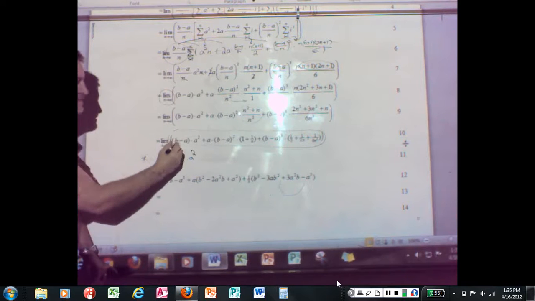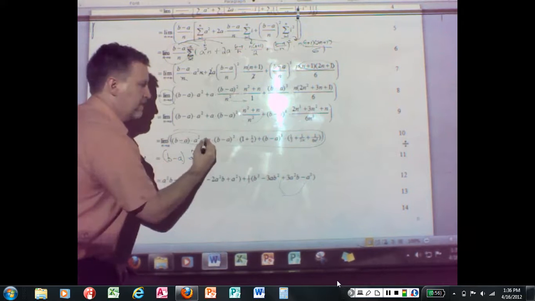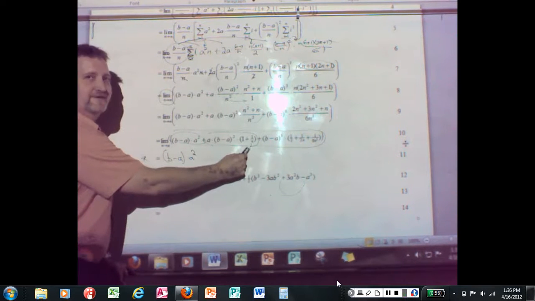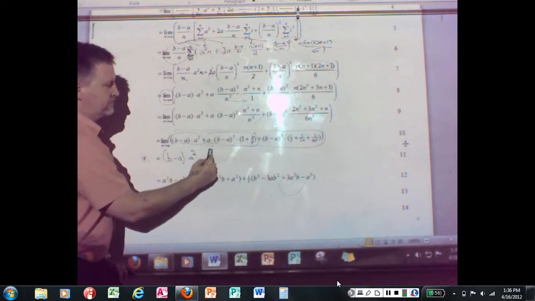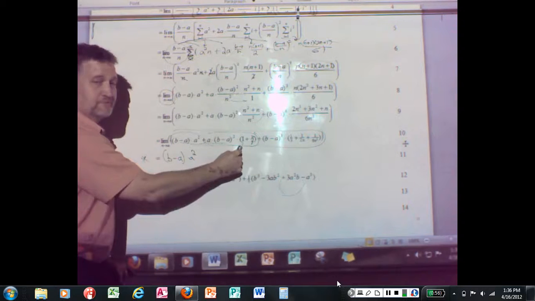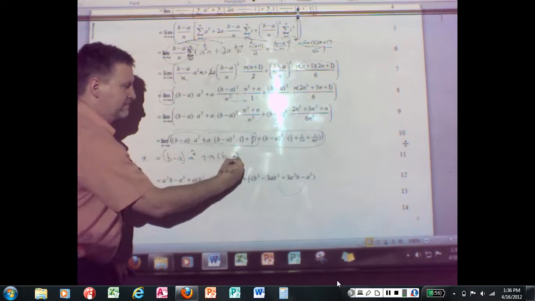So this part just goes to that. There's no changing. What happens on this part? Well, as n goes to infinity, what does this go to? 1 over infinity, which is 0? Yeah. So this part would go to that times 1, which is plus a times b minus a squared.